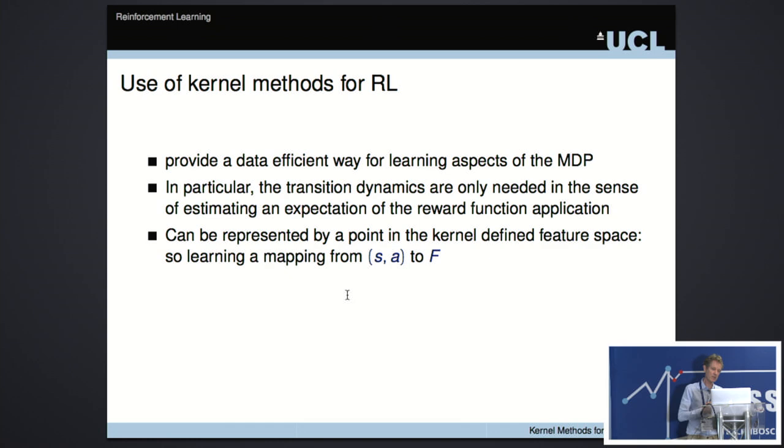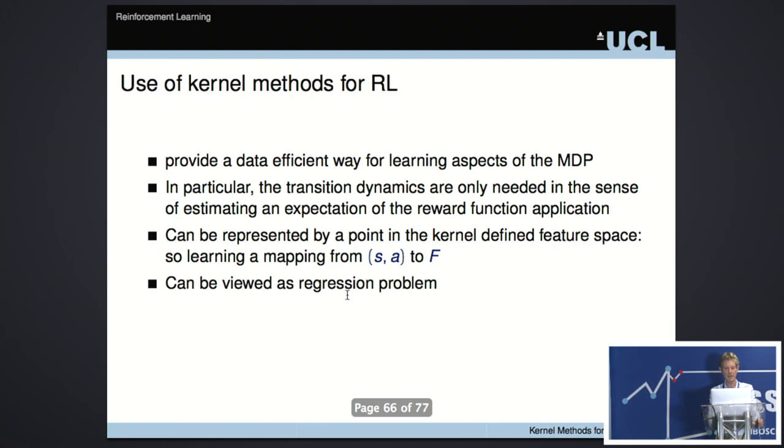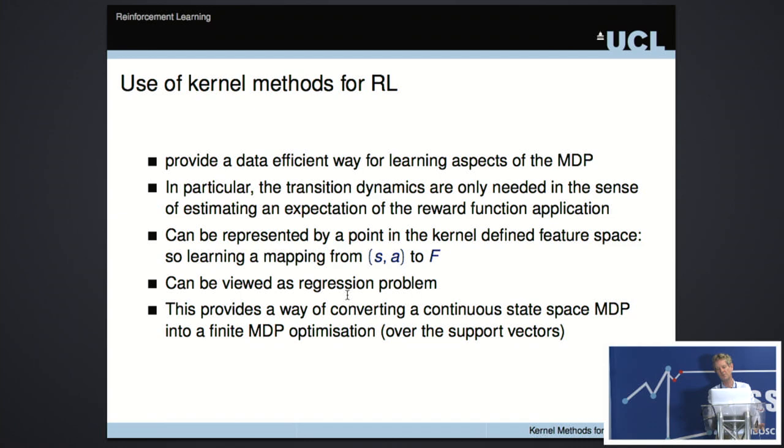And now, suddenly, what we're actually asking the system to do is learn a mapping from an input to a real vector space, F. It may be infinite dimensional, but it could be just finite dimensional. And so it becomes just a regression problem. So we need to learn a regression from the input space defined by the state and the action to this feature space, which is defined through the kernel. And so we can view that as a regression problem, and this provides a way of converting, so we can set up that training algorithm, we have training examples, and effectively we convert this continuous state MDP into a finite state MDP optimization over the support vectors that come out of that learning of the transition regression problem.